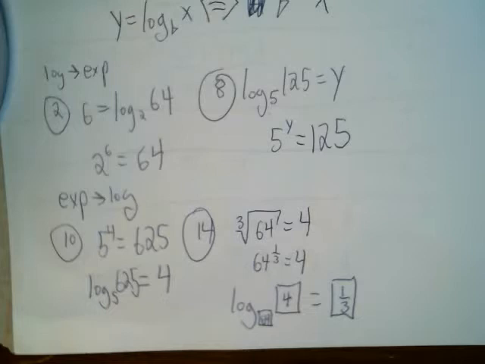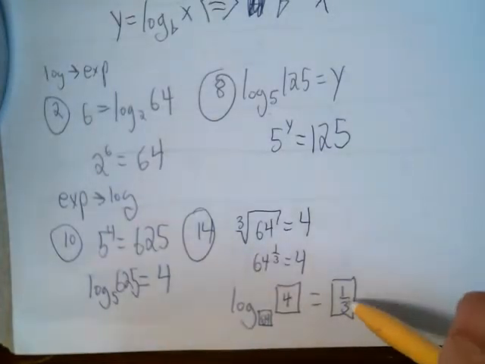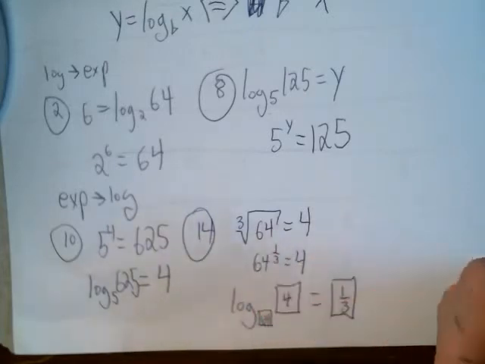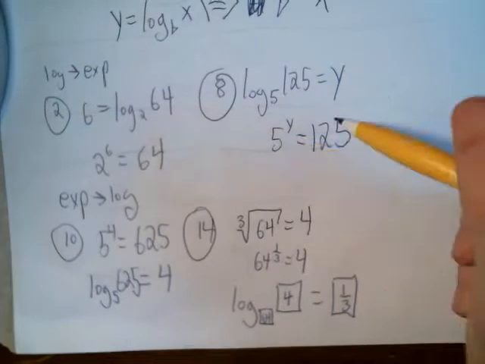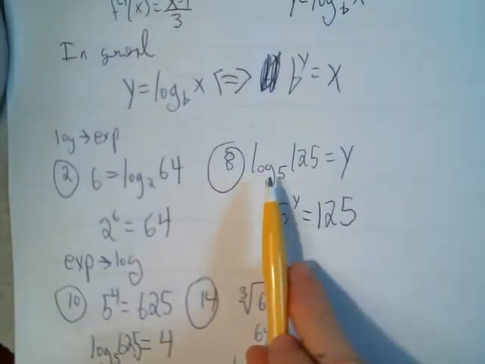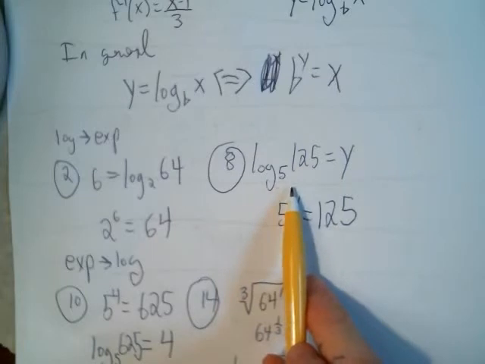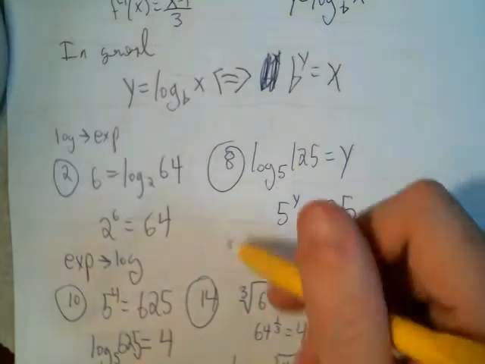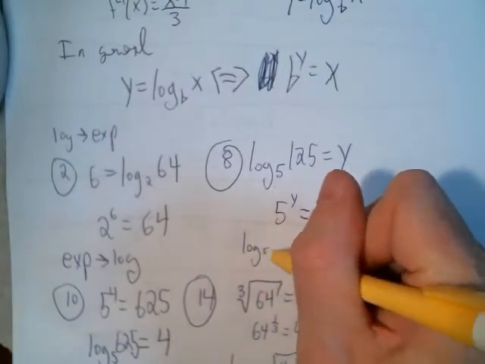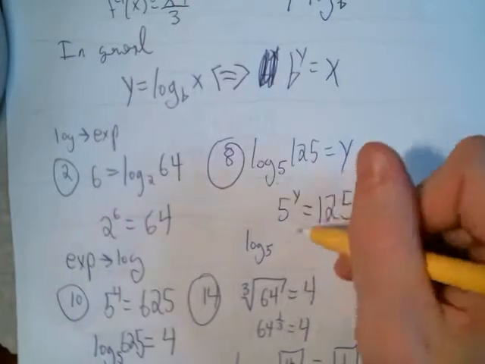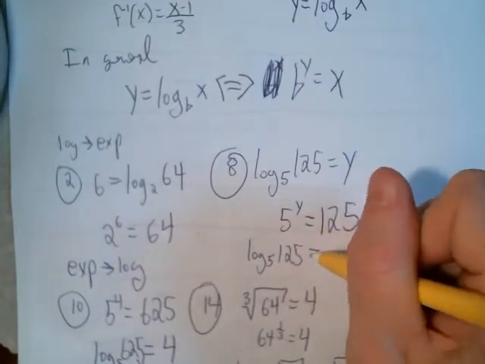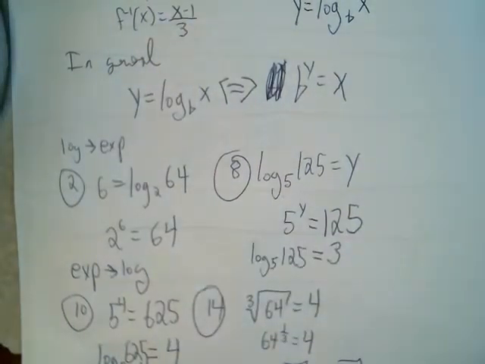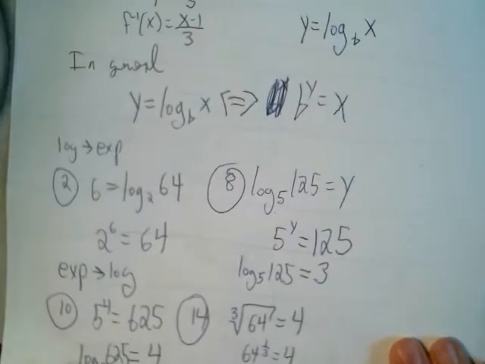Okay. So once you get a handle on this, you're able to actually evaluate logs. You can put it in terms of an exponential expression and ask yourself, for example, number 8, I want to know what log base 5 of 125 is. Well, what you're really doing is asking 5 to what power equals 125. So you can evaluate these guys by doing this transformation in your head and solving accordingly. So you're asking 5 to what power is 125? 3. So log base 5 of 125 is 3.